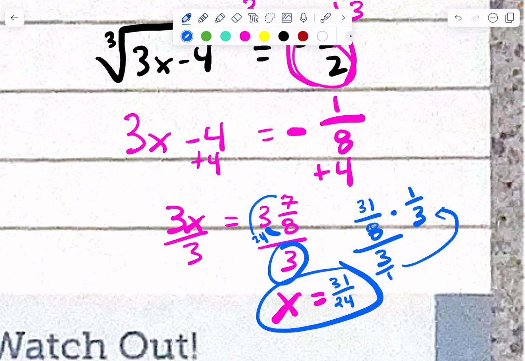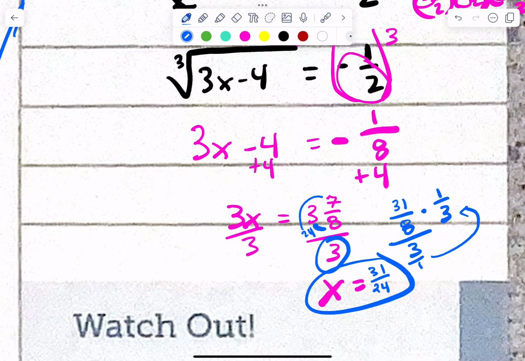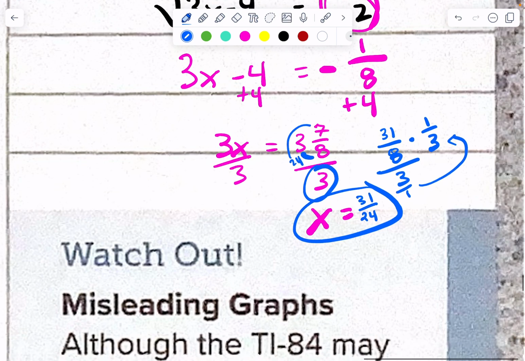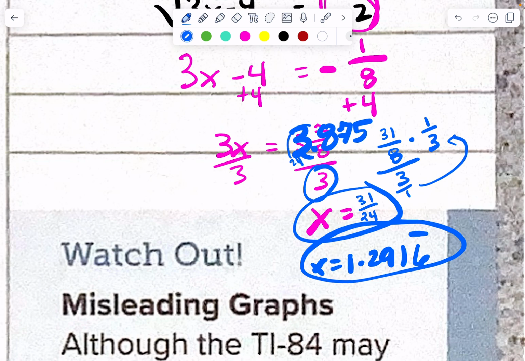Calculator. 3 7/8 is like 3.6. No. I don't know. 0.875. So this is 3.875 divided by 3. And that as a decimal is 1.2916 repeating, which is what 31 divided by 24 is. Yeah, there you go. So either way you want to look at it.